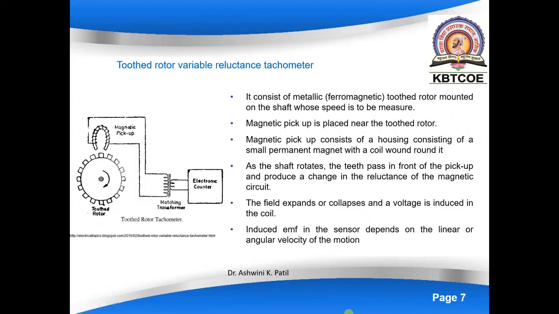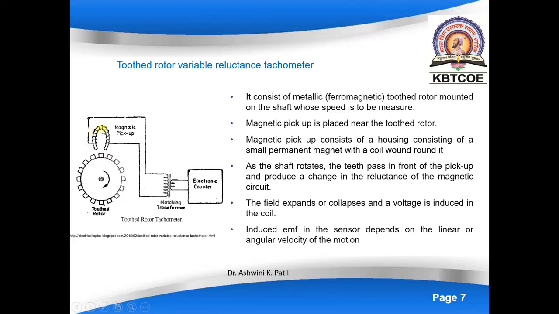This is the next one, the variable reluctance tachometer, the tooth rotor variable reluctance tachometer. It consists of a metallic ferromagnetic tooth rotor mounted on a shaft whose speed is to be measured. So this is that tooth rotor. These are the number of teeth, and it is mounted on a shaft whose speed is to be measured. This is a magnetic pickup. It is placed near this tooth rotor.